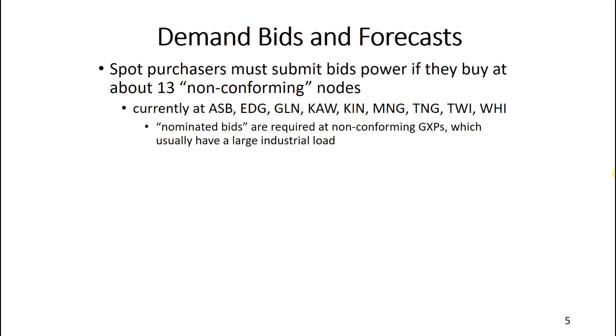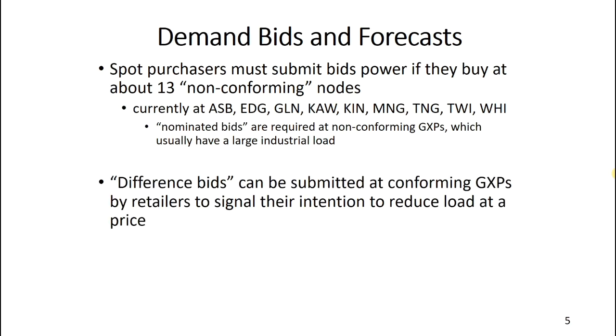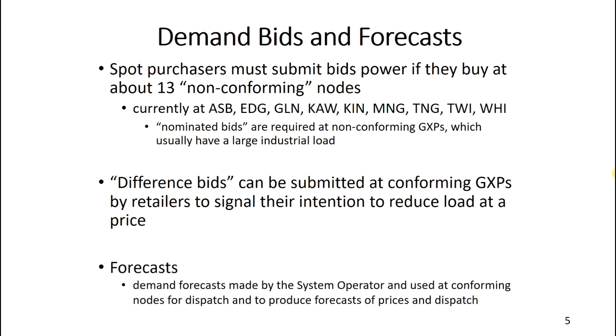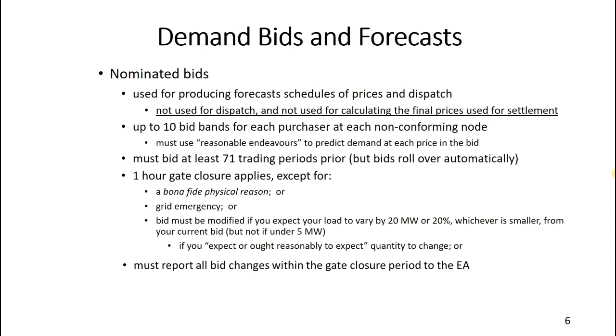The bids are called nominated bids, and they're required for all of the retailers and other spot purchasers at those non-conforming GXPs. Retailers can also submit difference bids, which are there to signal intention to reduce load at a price. And finally, forecasts of demand are made by the system operator, and they're used at conforming nodes for the purposes of actual dispatch and to produce forecasts of prices and dispatch ahead of the actual trading period. The nominated bids submitted at non-conforming GXPs are used only for producing forecasts of prices and dispatch. They are not used for actual dispatch, and they're not used for calculating the final prices actually used for settlement.